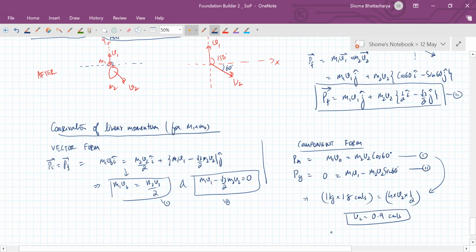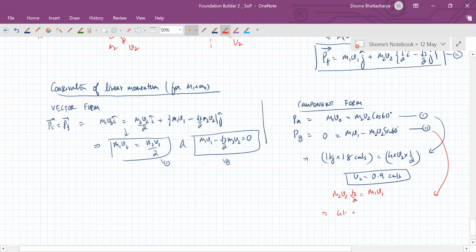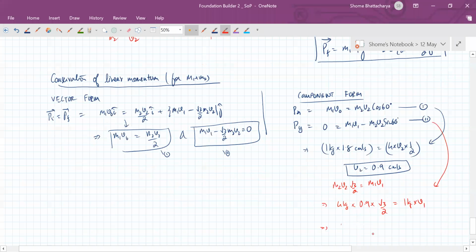Okay, and now substitute this in the second equation. So the second equation will basically give us m2 v2 root 3 by 2 is equal to m1 v1. So 4 kg multiplied with v2, which is 0.9 into root 3 by 2, is equal to m1, which is 1 kg into v1. So basically you can see that v1 will become equal to 1.8 root 3 centimeters per second. Okay, same thing you will get by solving these also.